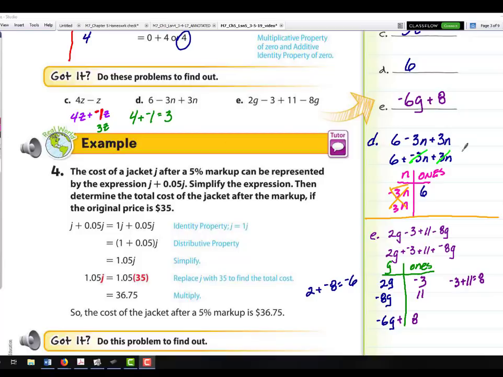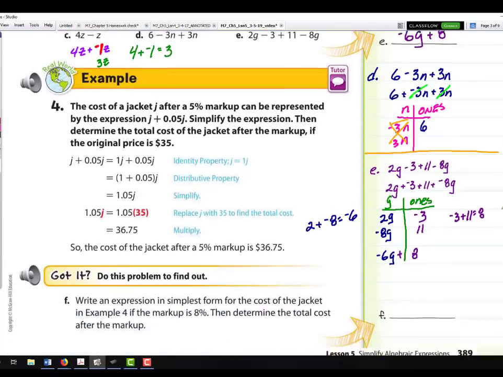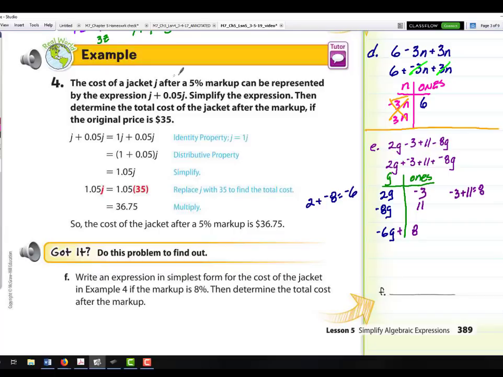Okay, let's look at example 4. Example 4 says the cost of a jacket, J, after a 5% markup can be expressed as J plus 0.05 or 5% of J. Simplify the expression, then determine the cost of a jacket after markup if the original is $35.